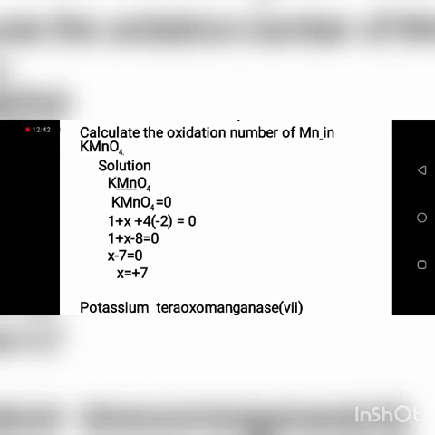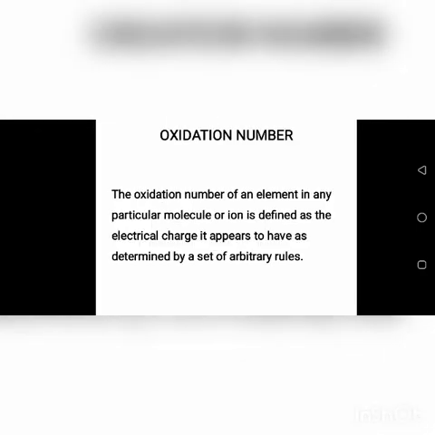When -7 crosses the equals sign, it turns to +7. So X is equal to +7. And the oxidation number of manganese in that compound is +7. That was the reason why we said the name of the compound is potassium tetraoxomanganate(VII). Thank you for listening.